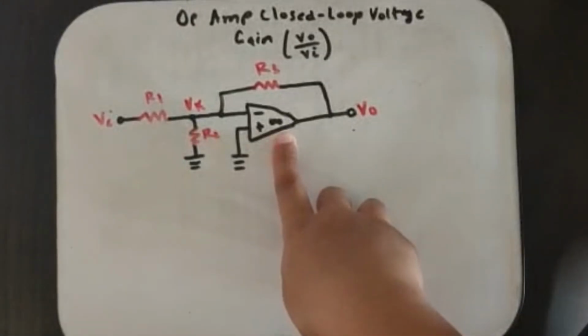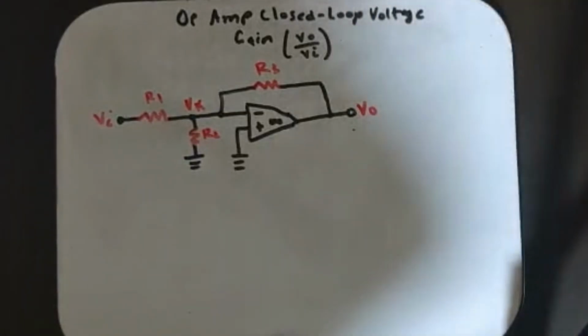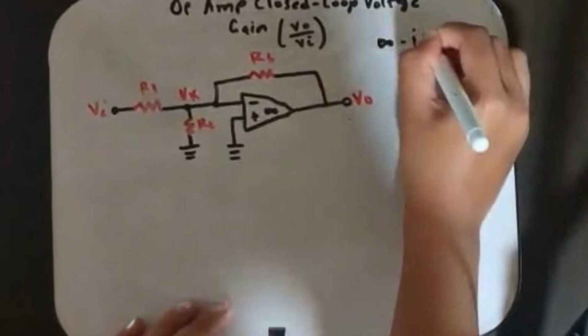There's an infinity symbol in the op amp, which means that this is an ideal op amp. Okay, so whenever you see an infinity symbol in there, that means it's an ideal op amp.